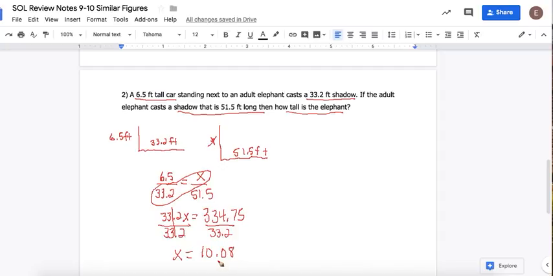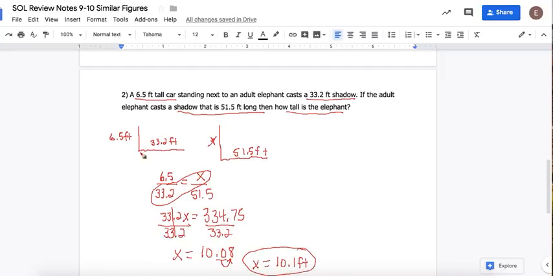10.08. So we're going to round that to the nearest tenth. Underline the tenths place and look to the right. If it's 5 or above, I'm going to give it a shove. So I am. So the answer is 10 and 1/10 feet tall.